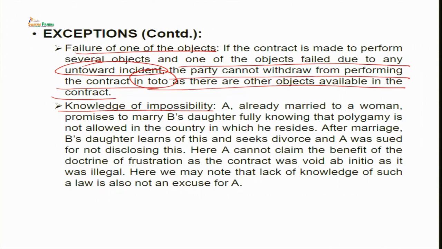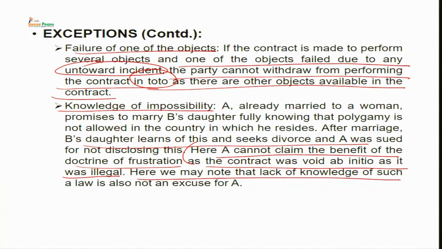He is fully aware of the law of the land in which he lives, that polygamy is not allowed in the country. And after marriage, B's daughter, that is the person to whom he married for the second time, learns about this fact, and she seeks divorce. And A was also sued for not disclosing this. Now here A cannot claim the benefit of doctrine of frustration, as the contract was void ab initio, as it was illegal.